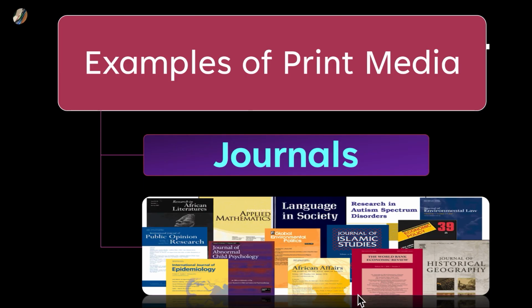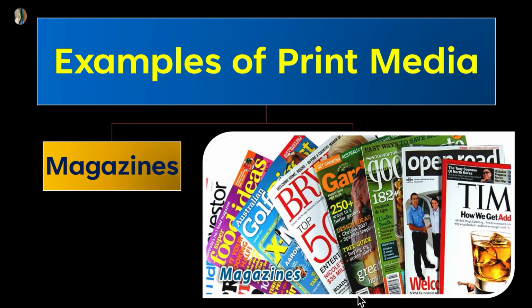We have another example of print media, journals, and we can see different types of journals like Journal of Historical Geography, Journal of Islamic Studies, Journal of African Affairs, Journal of Language in Society. So we have this example of print media. Then we have the examples of print media as magazines, and we can see different types of magazines when we go to the railway station, at the airport, or at the bookstore.